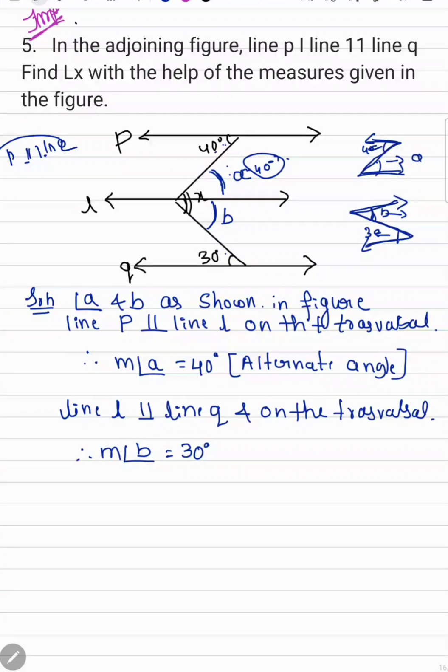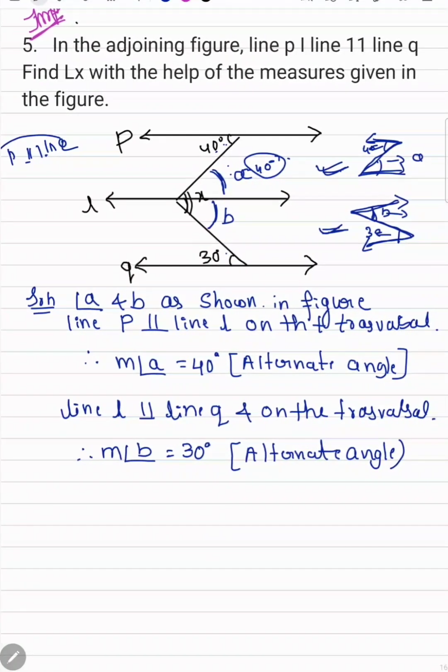It is shaped like a Z, so we can easily find the alternate angles. Where a Z shape is there, those are alternate angles. Write it down, then we easily find it. This part is where we find the A value, and this part is where we find the B value.